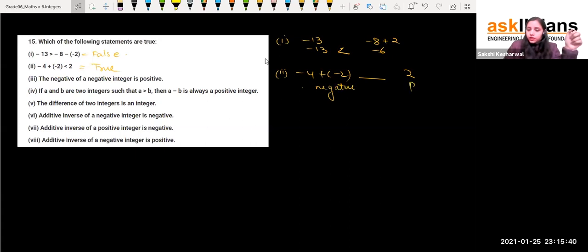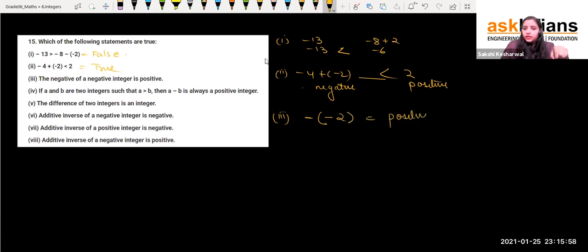This is going to be negative, this is going to be positive, and positive is always greater than negative. So yes, this is greater. Now if you see the third part, the negative of a negative integer is positive, right? We have done that also, because negative of negative 2, if you take the additive inverse of negative 2, it will be 2, which is positive. So this is true.